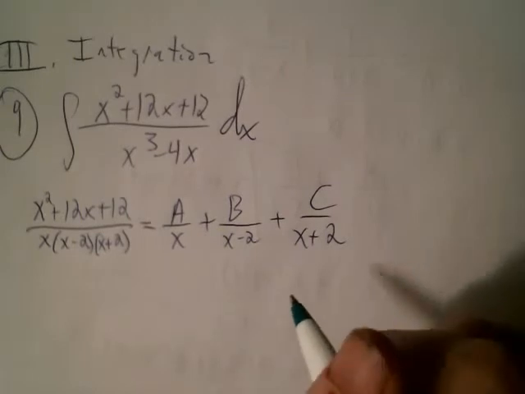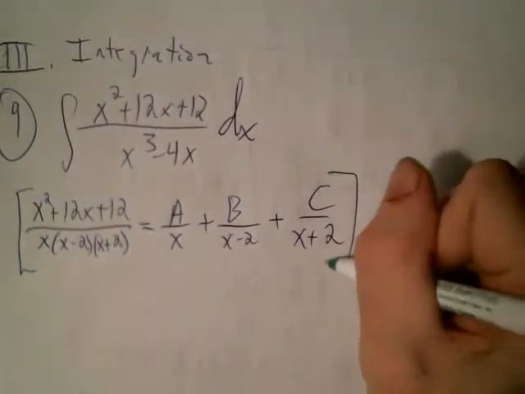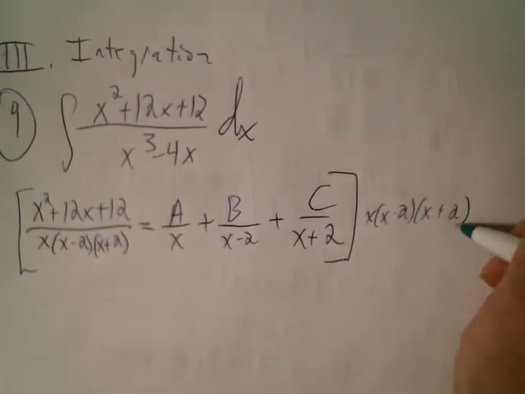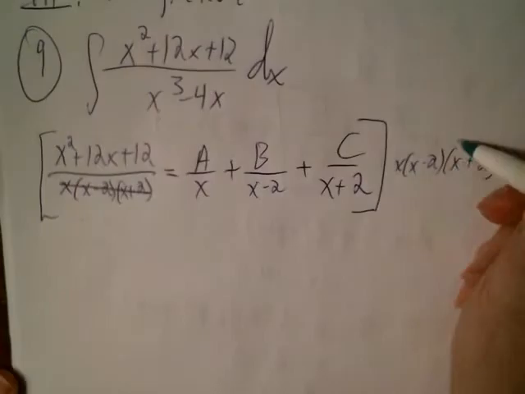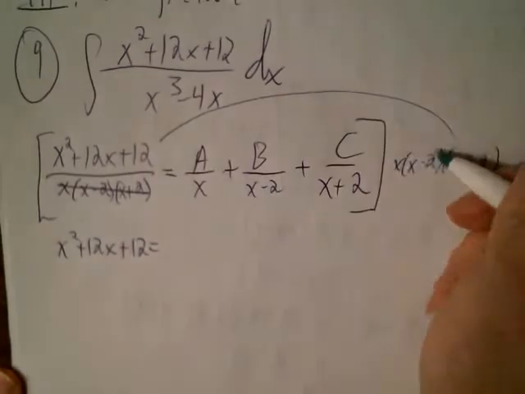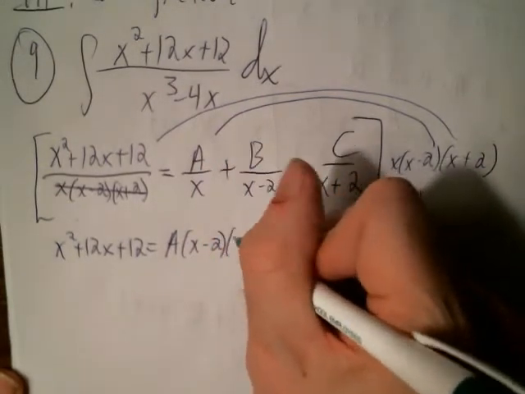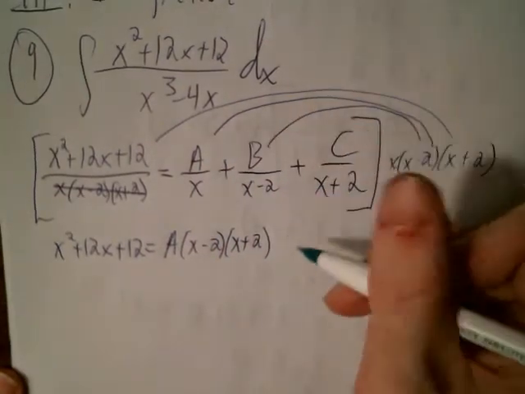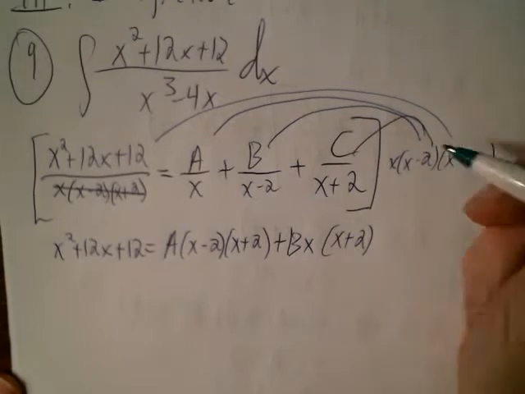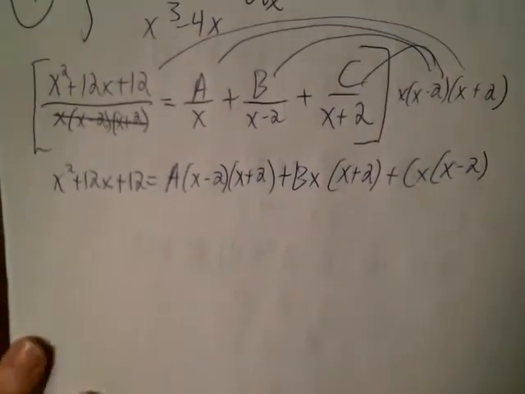I'm going to do the long way this time. So I'm going to multiply everything by this denominator, x times (x minus 2) times (x plus 2). This denominator would be gone when I multiply that times that. So I have x squared plus 12x plus 12 equals this times this. The x's go, and I have A times (x minus 2) times (x plus 2). And this times this, the x minus 2's go, and I have plus Bx times (x plus 2). And then finally, this times this, the x plus 2's go, and I have C times (x minus 2).